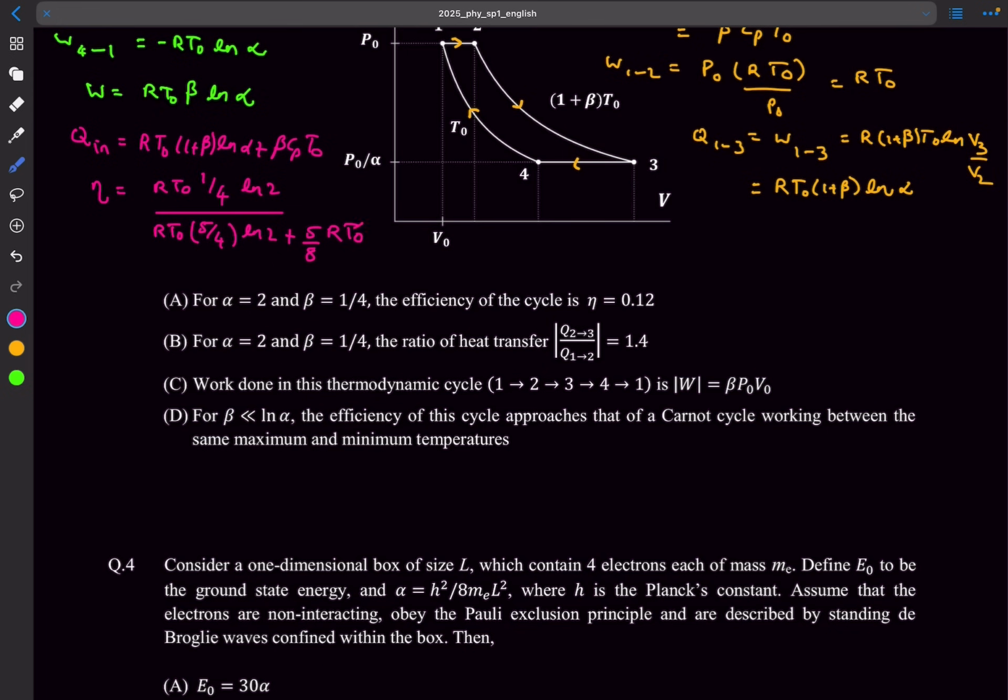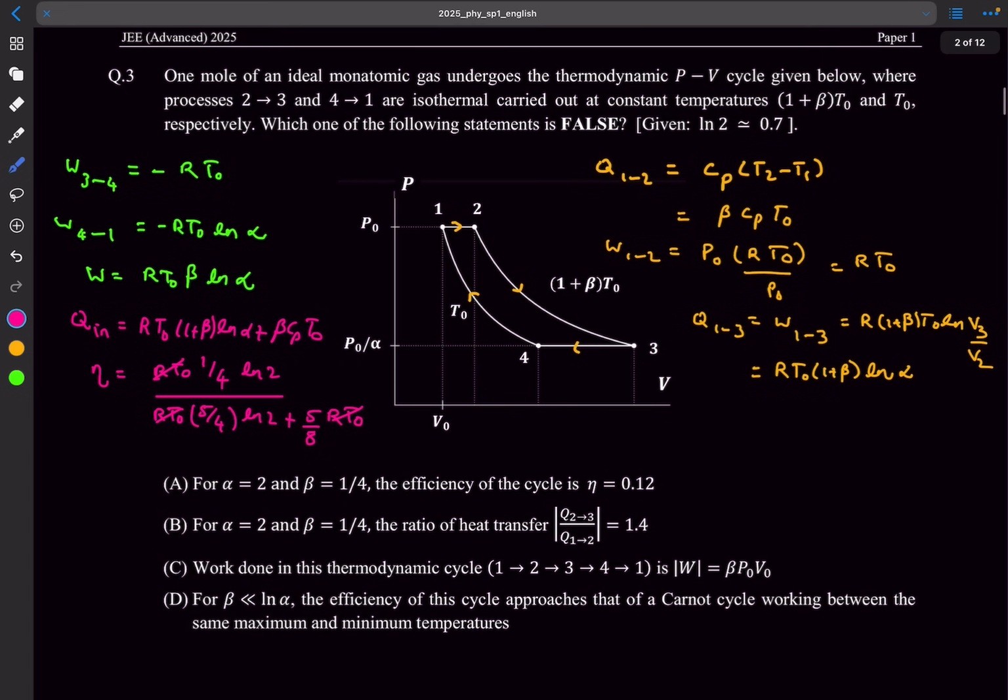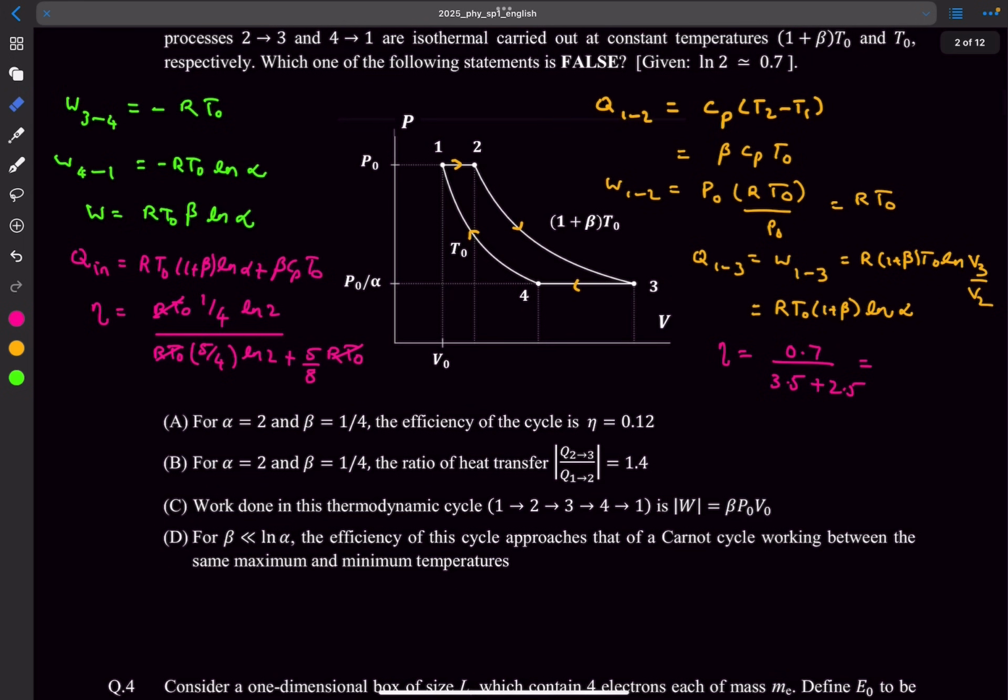So now you can cancel out the R T naughts. Now they wanted you to use the value of ln 2 as 0.7, and in the denominator we have 5 by 4 ln 2, which is 3.5 over 4, and then we have 5 by 8, which is 2.5 over 4. So this is 0.7 divided by 6. Okay, so now this is going to be 0.11666666 and so on. So if rounded off, this comes to be approximately 0.12.